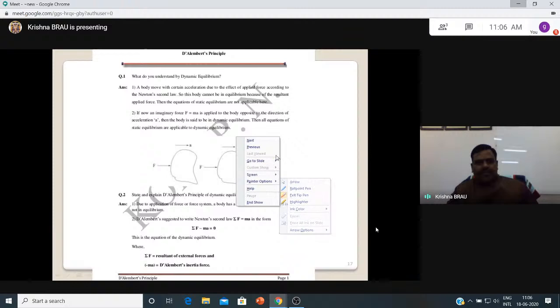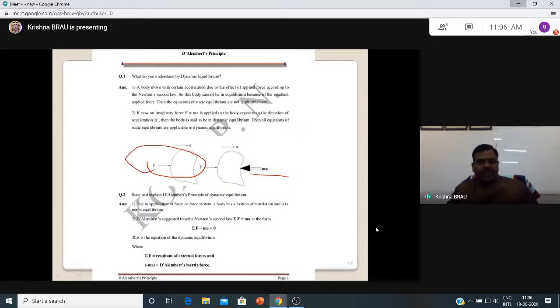So now we will concentrate on the part where the resultant force is acting, and the inertia force. The two will be equal and opposite, so the system is in equilibrium. Now this equilibrium is called the dynamic equilibrium.